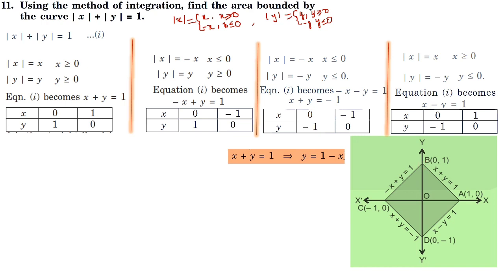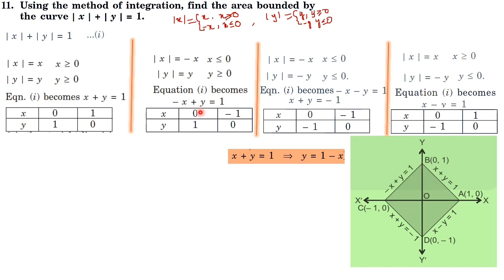Next is 1, 0. By connecting these 2 points we have drawn a straight line. That is the way you are supposed to do. Don't simply copy this diagram directly. First plot the points and after that draw the diagram. First this line AB I have plotted and drawn.